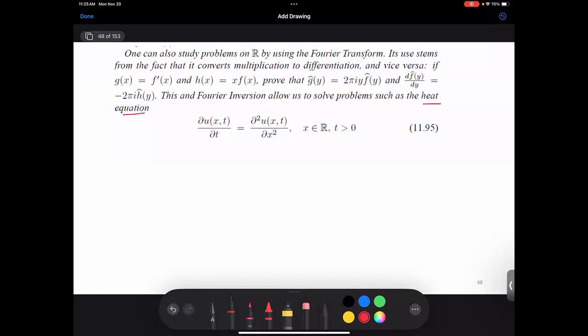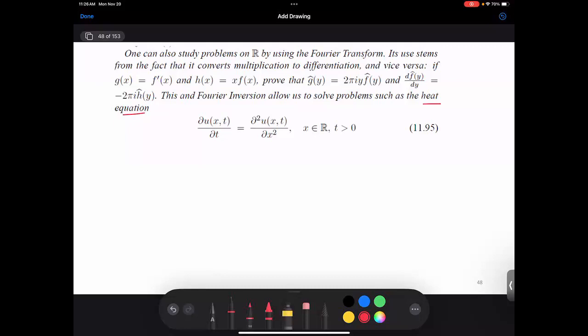And the idea is that the Fourier transform has a lot of wonderful properties. So if g of x is f prime of x, and h of x is x times f of x, so one of them is the derivative, one of them is multiplication, then there's really nice relations between the Fourier transforms of g and f and the Fourier transforms of h and f. So g hat of y is 2 pi i y times f hat of y, and the derivative of f hat of y is just negative 2 pi i h hat of y. Okay, so we can go nicely between these different functions.